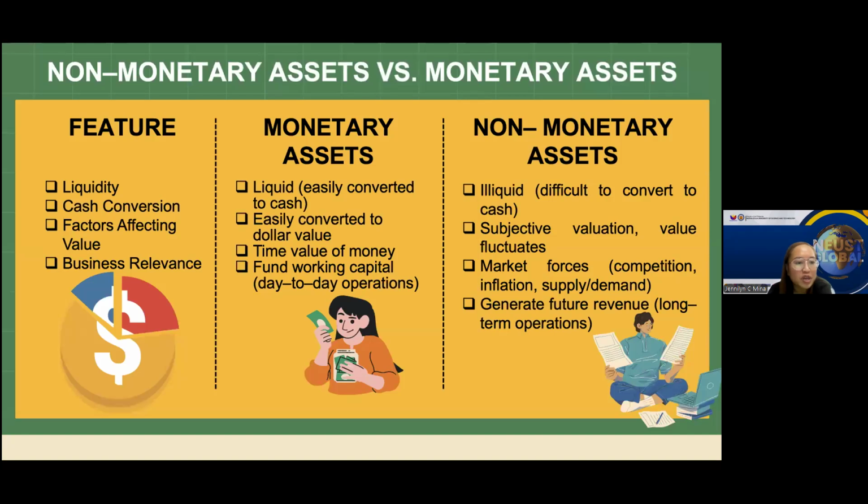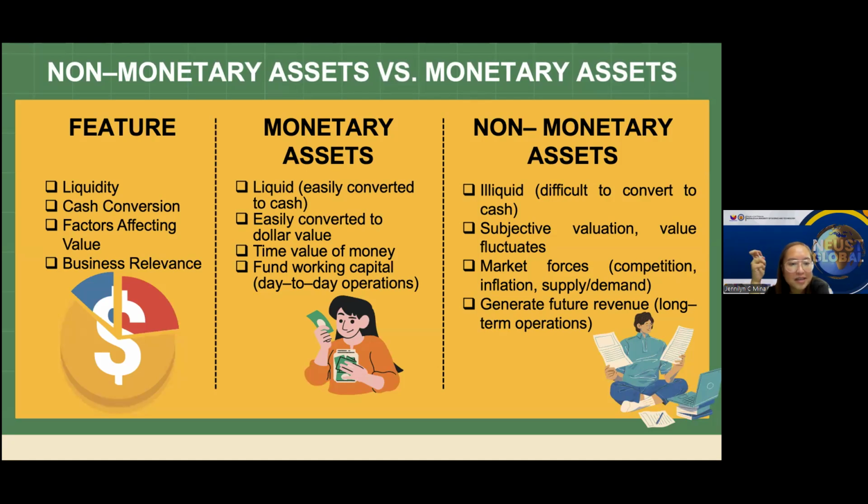Of course, we also have fixed versus changing value. Monetary assets have a fixed peso value, like bank deposits, but non-monetary assets change in value based on market conditions. For example, if you have 10,000 in a savings account, it stays 10,000. But if you own a piece of land, let's say in Cavite, its price may increase as more businesses develop in the area.